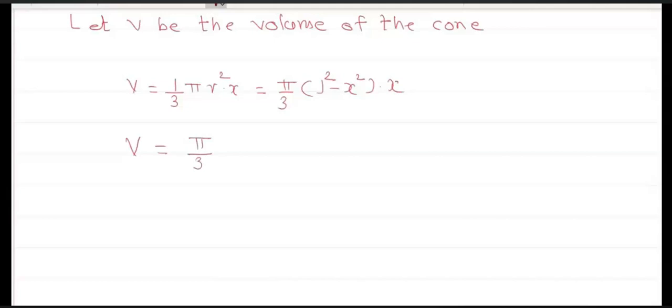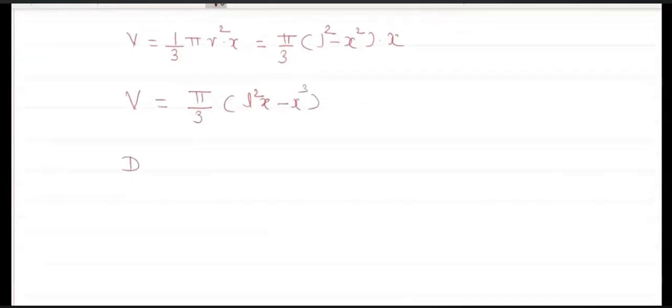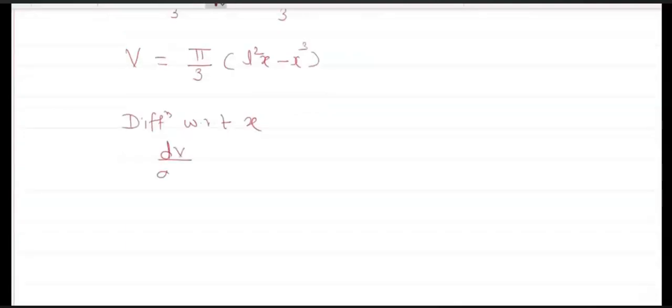Therefore, V is equal to pi upon 3 in bracket L square into x minus x cube. Now differentiate this with respect to x. The derivative of x is 1 and of x cube is 3x square.